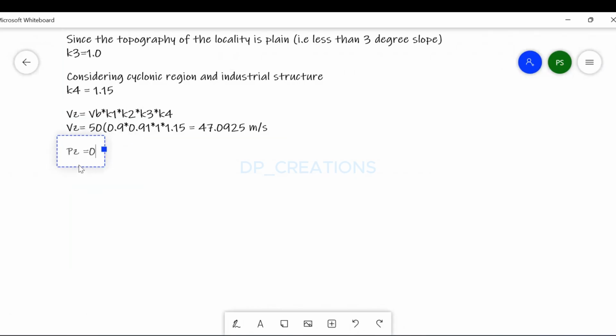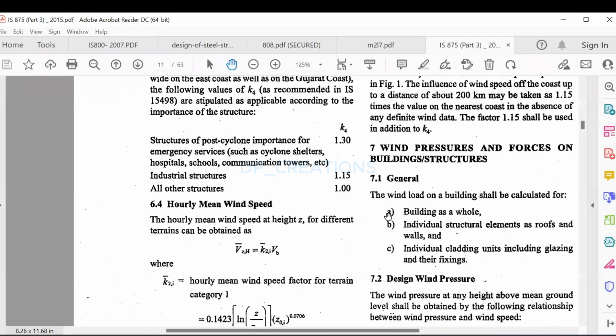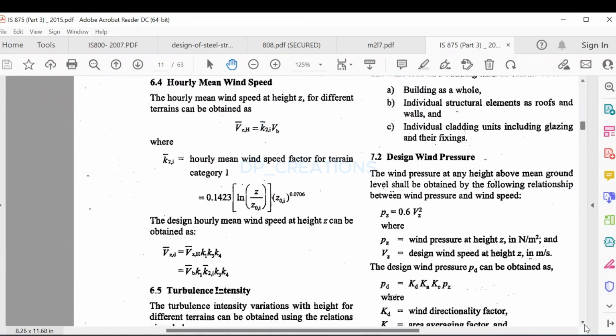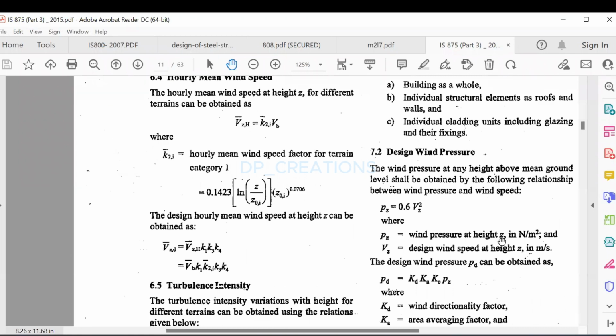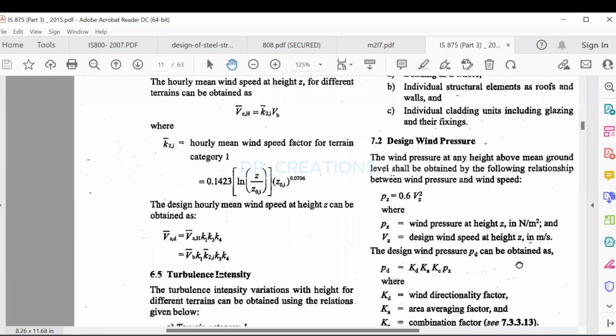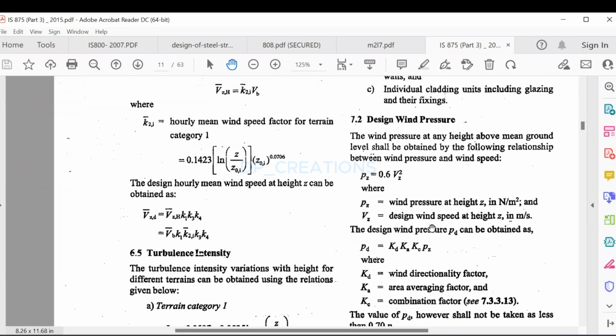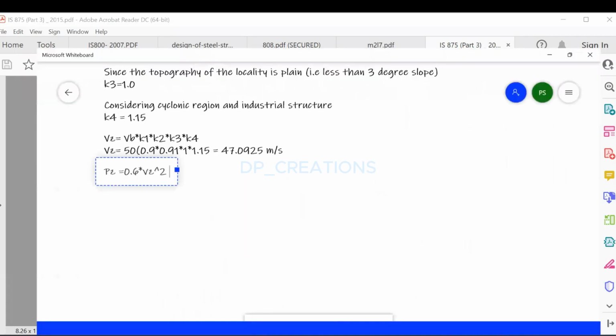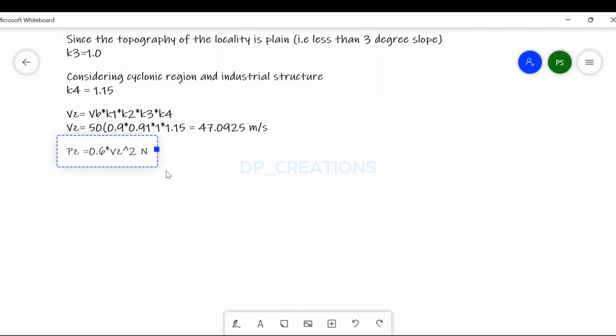Pz equals 0.6 into Vz square. The unit is Newton per meter square. Carefully think about that. Pz is the wind pressure at height Z in Newton per meter square. This is very important. And Vz is the wind speed in meter per second. So these units are very, very important, so don't get confused.